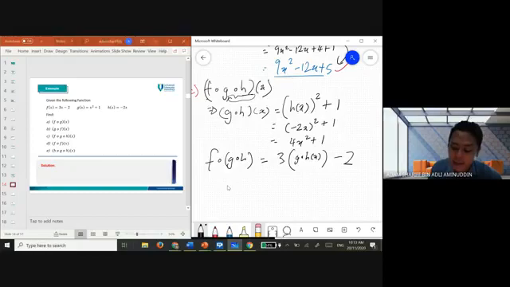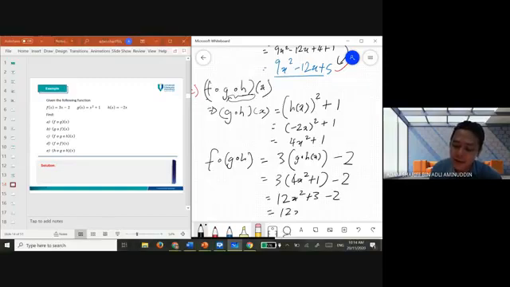And because G composite H becomes the input, letaklah 4x kuasa 2 tambah 1 tolak 2. Jadilah 12x squared plus 3 minus 2 becomes 12x squared plus 1.